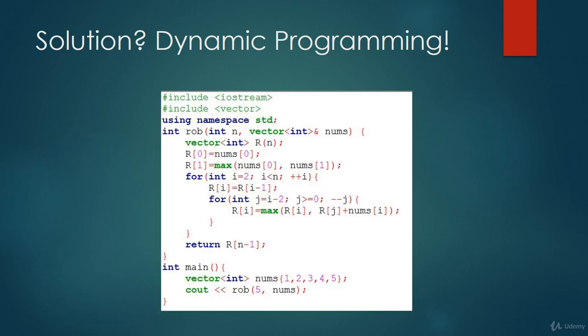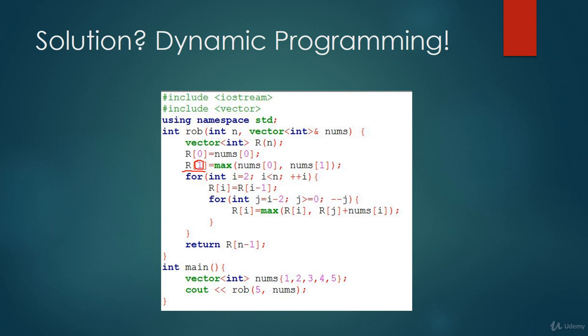So here's an example of the dynamic programming solution that we discussed in the previous slide. We initialize the value of R[0] as nums[0] if there's only one house, and here we're using 0 and 1 because the indexing in most programming languages starts from 0. So R[0] is equal to nums[0], the first house, and R[1] is the maximum if we have two houses. This is a bit confusing, but if we have two houses, then we take the maximum of the first house and the second house.